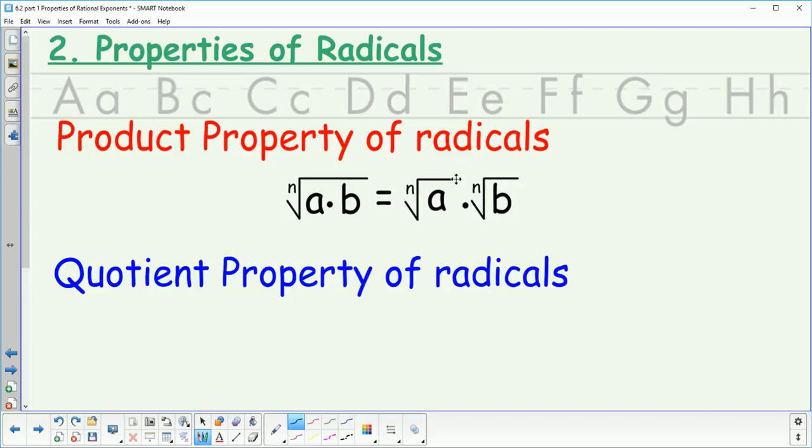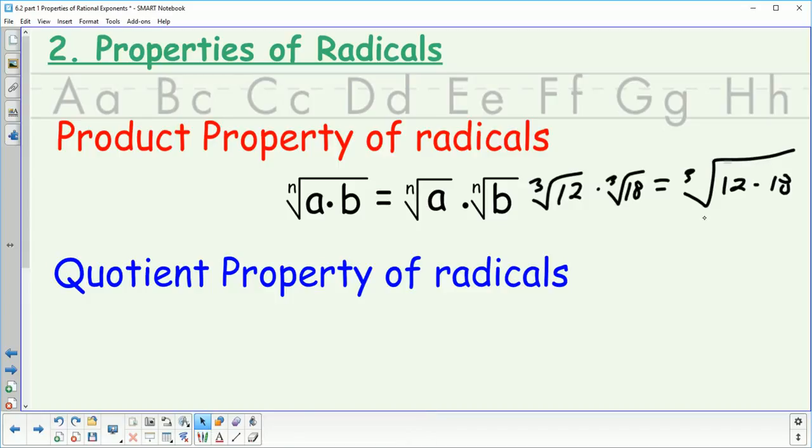Now the other thing that might help is actually doing the reverse of that. So suppose I had something like the third root of 12 times the third root of 18. Here, neither one of these really helps us because there is no perfect cube root or third root of 12 or 18. But based on this rule, we could take the cube root of 12 times 18, and if we simplify 12 times 18, we get 216, and the cube root of 216 does exist. That would be 6.